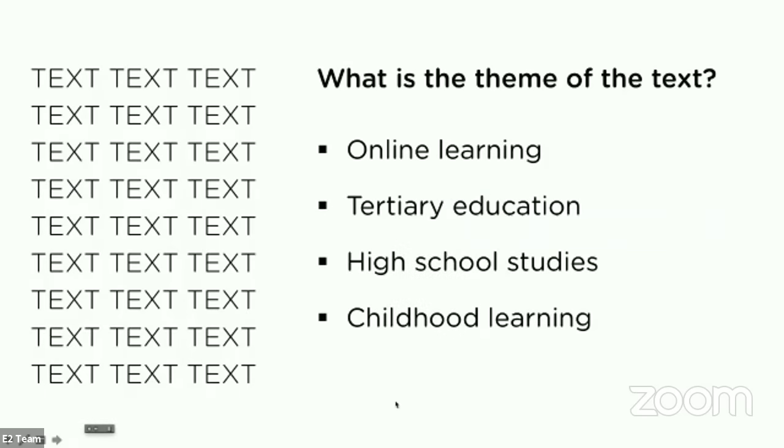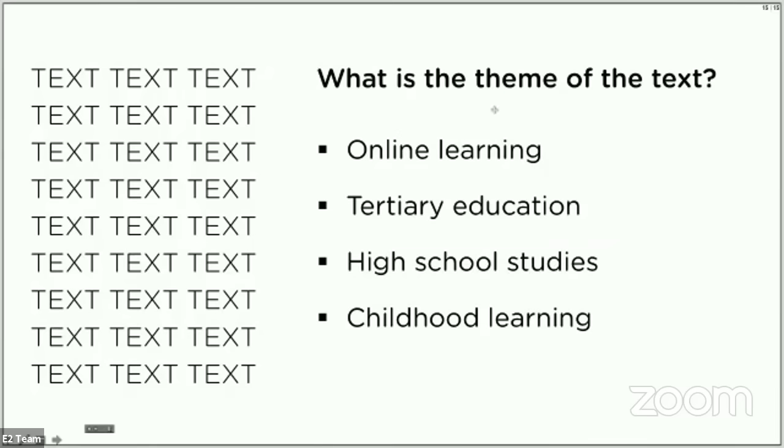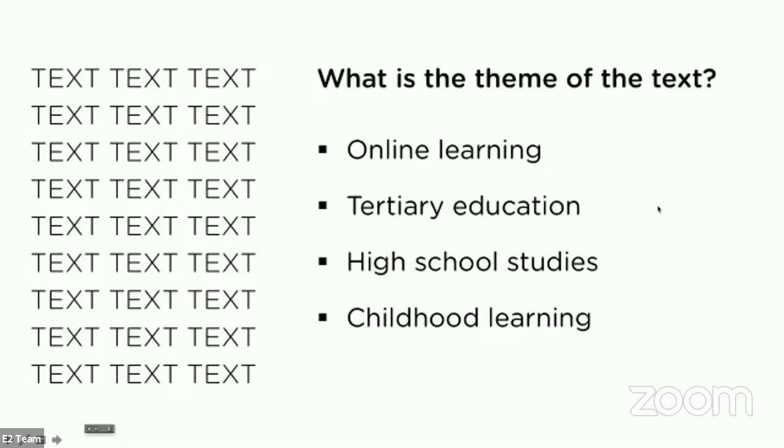So I've just simplified the question here. On the left, you can see the text, you can see the question prompt, and you can see the answer options. So you may get a question prompt that asks you about the theme of the text. Okay? In which case, you've got a theme like, is this text about online learning? Is it about tertiary education? Is it about high school studies or childhood learning? What's the theme? That's one of the possible question prompts.